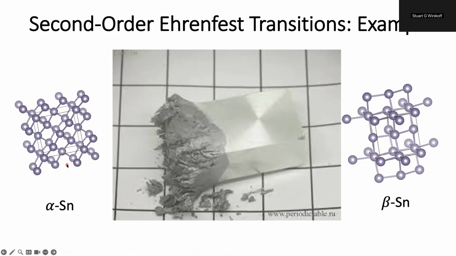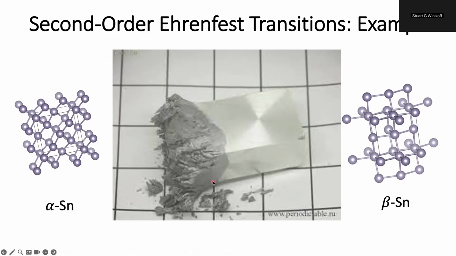Alpha tin, however, is a tetrahedral lattice. And because of this, it doesn't share electrons so well and is a lot more rigid. So it tends to be larger, it tends to be more brittle, and it tends to not conduct electricity. Interestingly enough, they have a second order Ehrenfest transition. So at a temperature of about 13 degrees Celsius or about 55 degrees Fahrenheit, they will have the same molar volume and you can go from one to another.